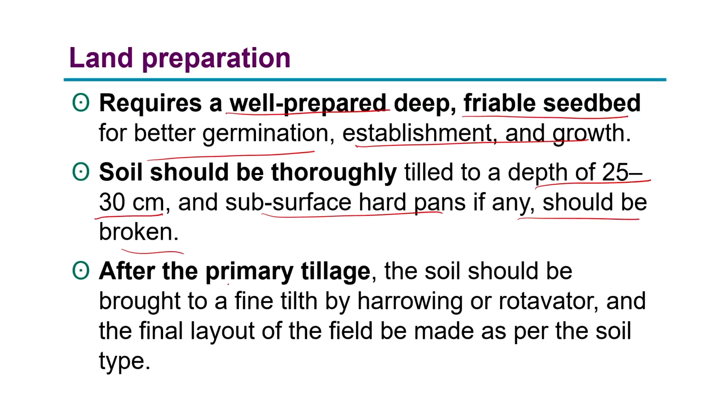It is necessary to avoid water logging. If there is a hard pan below the surface layer, then it can restrict the root growth, and it can also restrict the percolation of the water, and water stagnation can happen. So once in 2-3 years, one deep plowing is necessary to break this hard pan. After the primary tillage, the soil should be brought to a fine tilth by harrowing, or you can do it by rotavator or cultivator, and the final layout of the field be made as per the soil type.